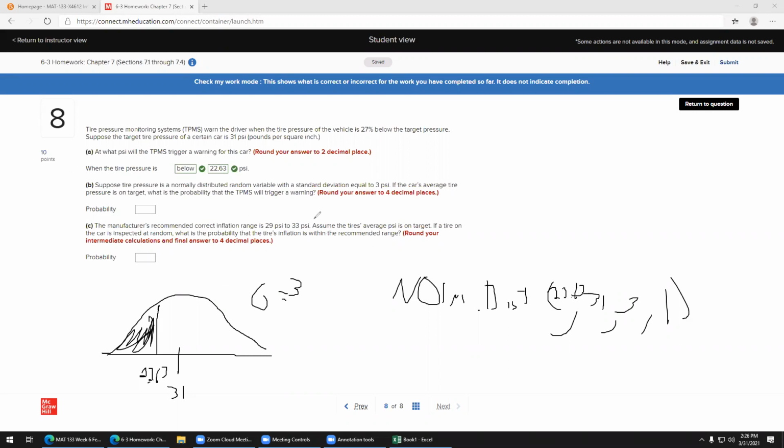And then part C, just redo it again with the 2 new numbers. And you'll have your answers.